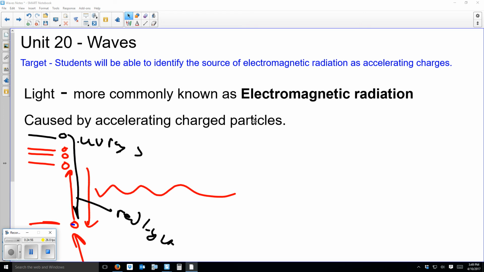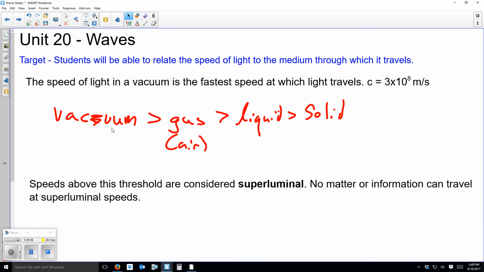Light travels fastest in a vacuum. That's that 3 times 10 to the 8th value. It slows down a little bit when it goes into a gas like air. It slows down more when it goes into a liquid, and it slows down more when it goes into a solid. Now, that is usually true. There are some exceptions, some liquids that slow it down more than solids, but as a general rule, that is the case. You can take that pretty well there.